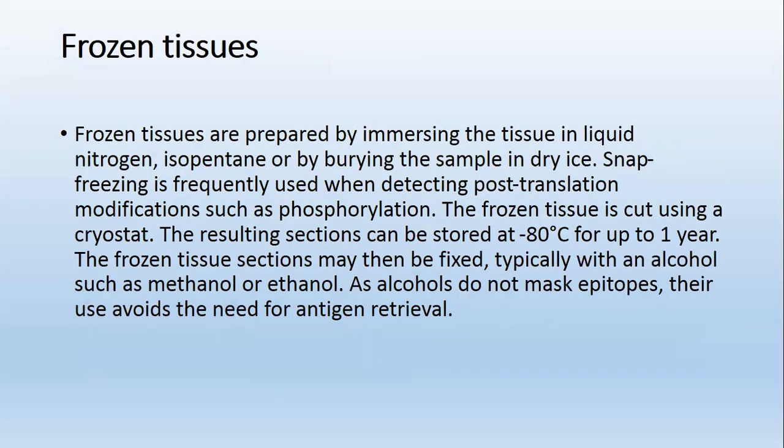Frozen tissues are prepared by immersing the tissue in liquid nitrogen, isopentane, or by burying the sample in dry ice. Snap freezing is frequently used when detecting post-translational modifications such as phosphorylation. The frozen tissue is cut using a cryostat.